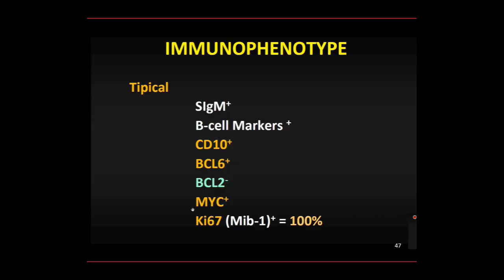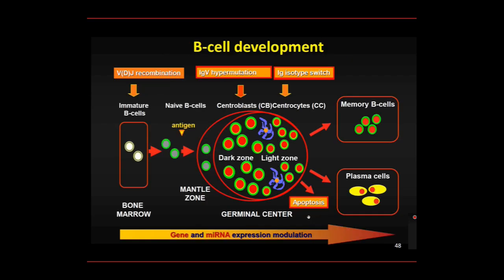On the other hand, you have expression of MYC. MYC is the master oncogene of Burkitt lymphoma. Actually, MYC was cloned starting from Burkitt lymphoma cases. Indeed, Burkitt is a good model, because the first oncogene cloned was MYC in Burkitt lymphoma. And Ki67 is 100%. That's why for the other tumors we accept up to 99.